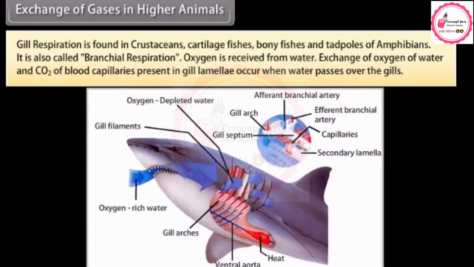Gill respiration is found in crustaceans, cartilaginous fishes, bony fishes, and tadpoles of amphibians. It is also called branchial respiration. Oxygen is received from water. Exchange of oxygen of water and CO2 of blood capillaries present in gill lamellae occurs when water passes through the gills.